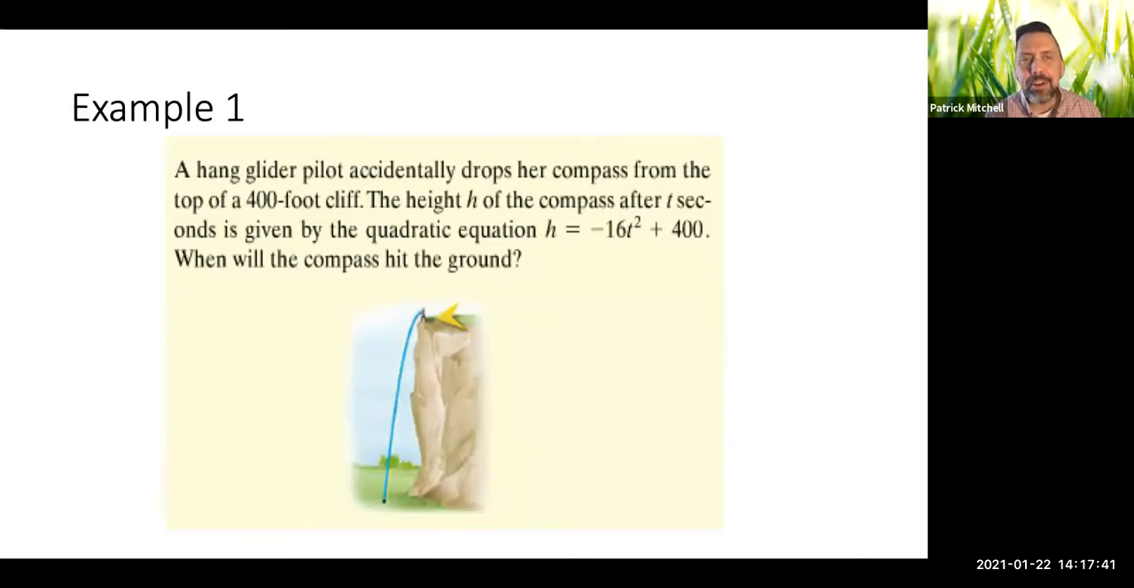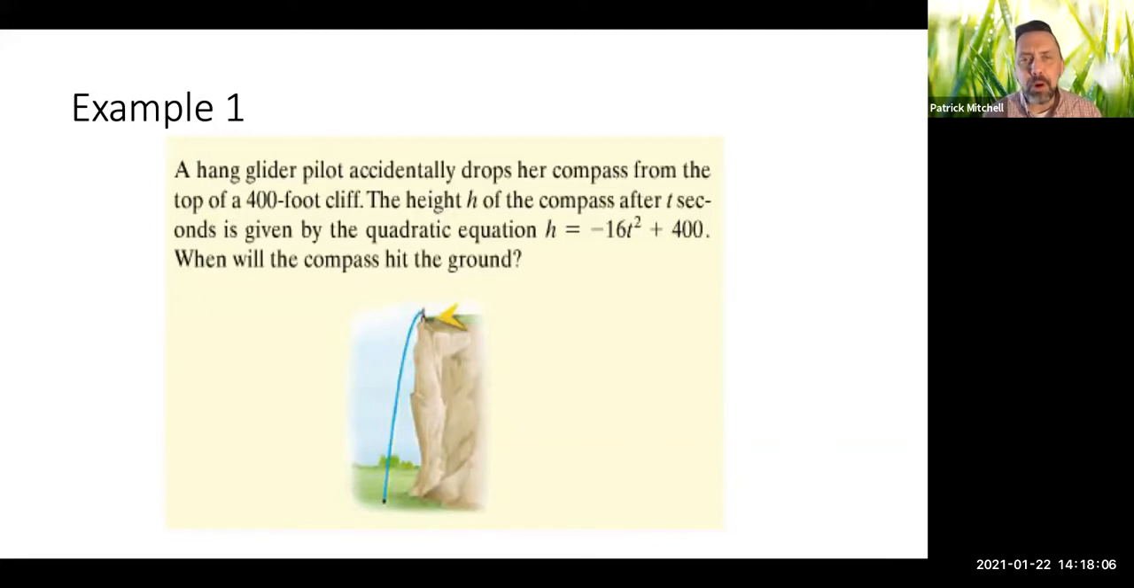The first example says a hang glider pilot accidentally drops her compass from the top of a 400-foot cliff. The height h of the compass after t seconds is given by the quadratic equation h equals negative 16t squared plus 400. And the question is, when will the compass hit the ground?